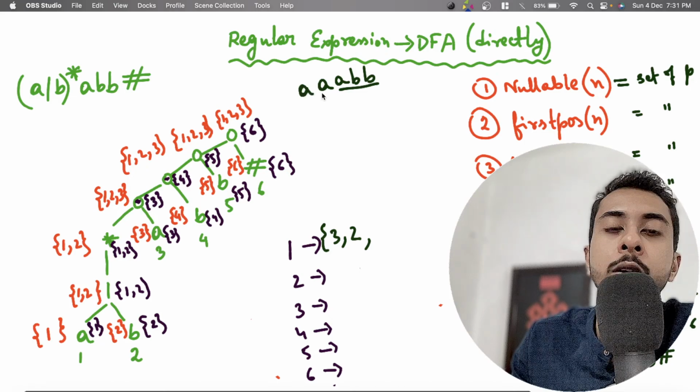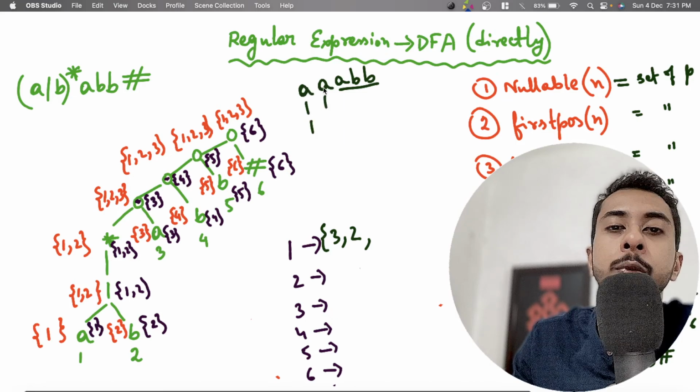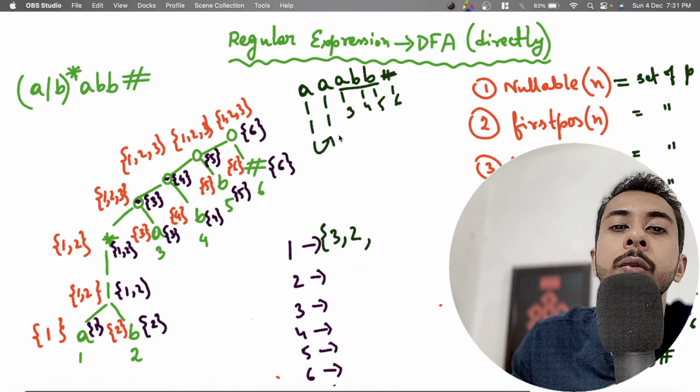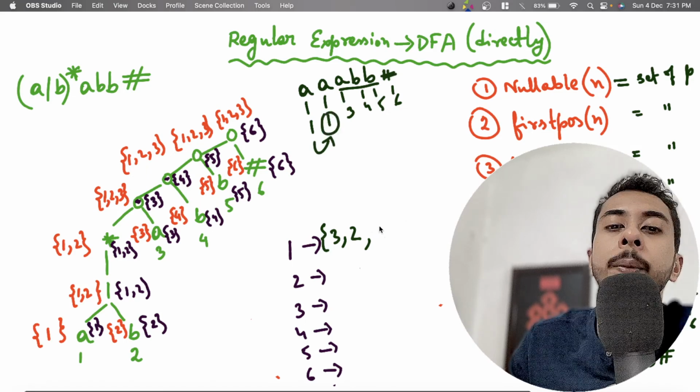So I am taking in the first turn A. In the second turn also I am taking A. So what is the position of this one? This is 1. What is the position of this A? This is also 1. This is 3. This is 4. This is 5. So hash is 6. So what is following A? See, 1 is following 1. 1 is also possible.